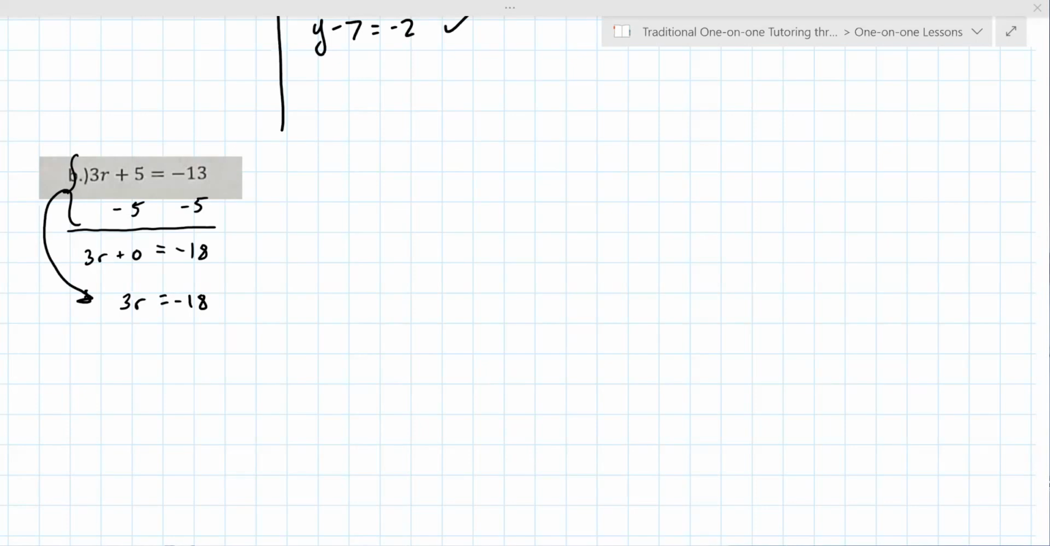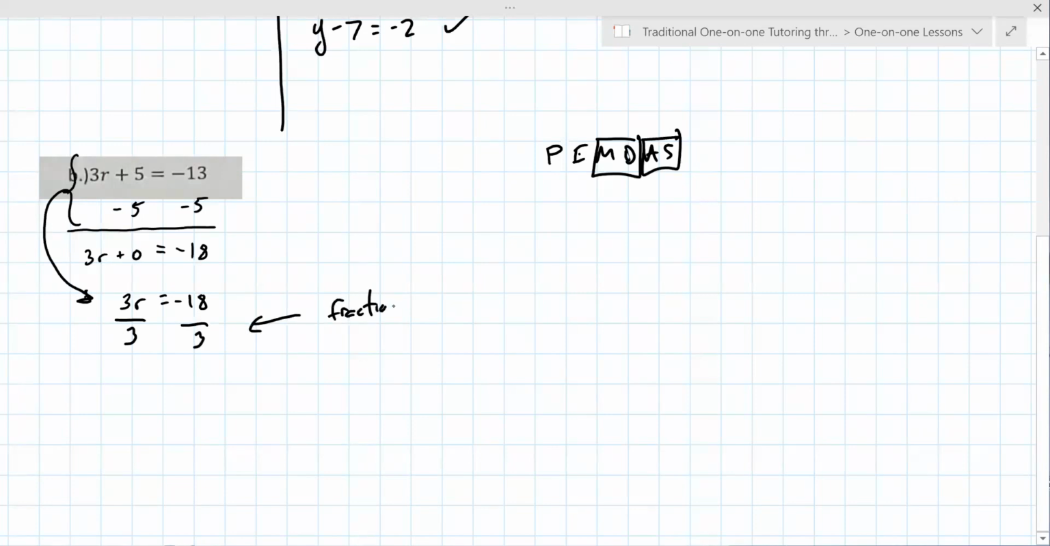Okay, so now how do you undo multiplication by 3? You do division. So again, I'll write this one more time, but it's basically these two and these two. So you divide by 3, use a fraction bar to show division. And then you get r equals -6.